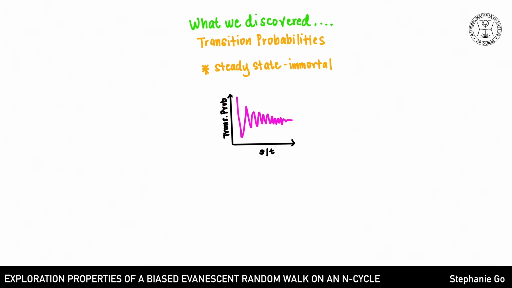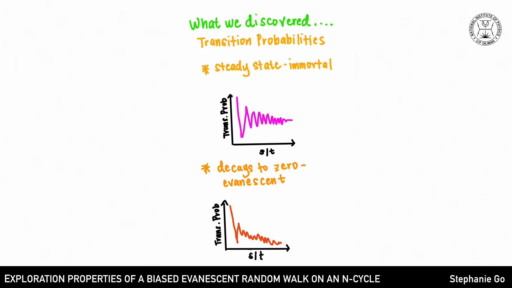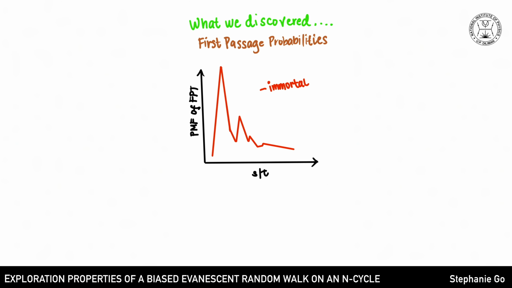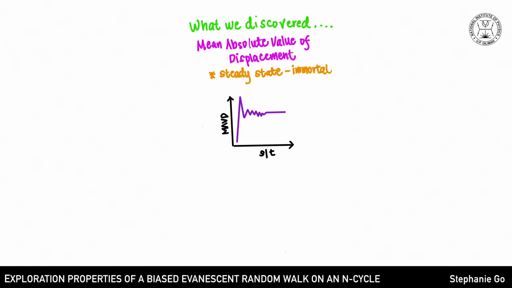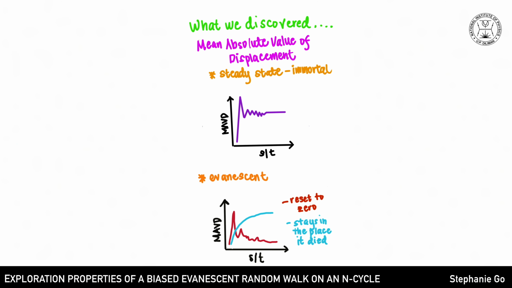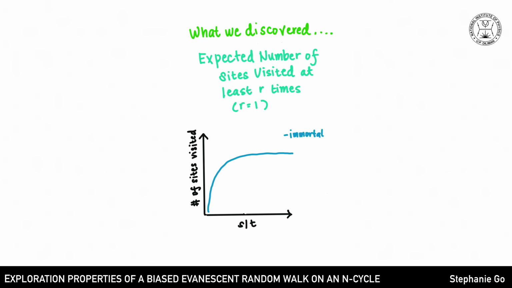The transition probability approaches steady state for an immortal walker and decays to 0 for an evanescent walker. For the PMF of first passage time, the immortal walker's is greater than the evanescent walker's. The mean absolute value of displacement approaches steady state for the immortal walker, but for the evanescent walker, it approaches 0 when the walker resets to 0 and steady state when the walker remains in the place it died. Lastly, the expected number of distinct sites visited by an immortal walker is greater than that of the evanescent walker.